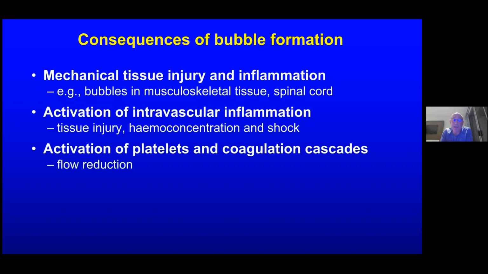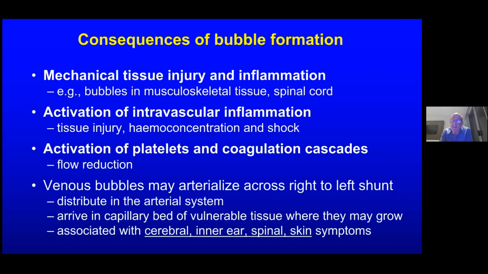We see activation of platelets and coagulation cascades, which can cause flow reduction in the microcirculation. And those venous bubbles, which normally get trapped by the lungs, can arterialize across right to left shunts like patent foramen ovale, and then they can distribute in the arterial system. So these are tiny little bubbles.